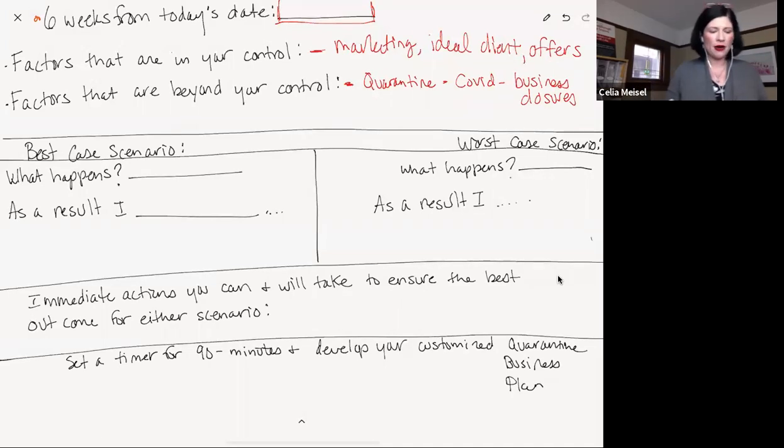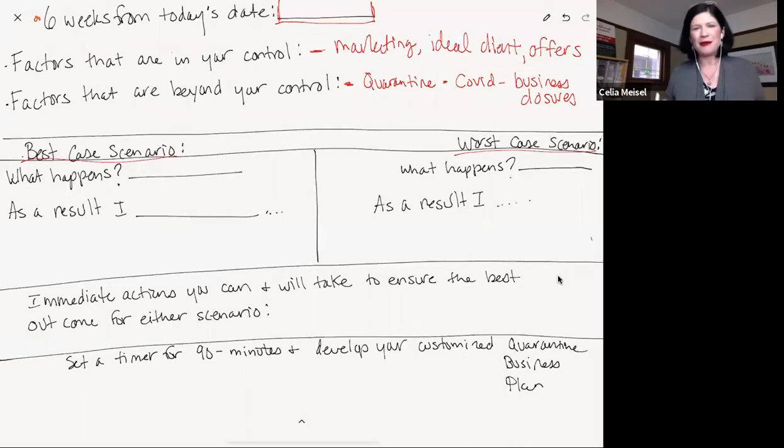So then we identify both the best case scenario and the worst case scenario. All right, so let's go ahead and start with best case scenario. What happens? Well, for example, quarantine ends in 2 weeks and you are able to have a flood of brand new clients. You're able to get out and start networking again and book your talk that you had planned and launch that talk. And just everything goes according to plan, and you're able to make sales as normal and nothing really impacts your business. You're just able to go back to business as usual.